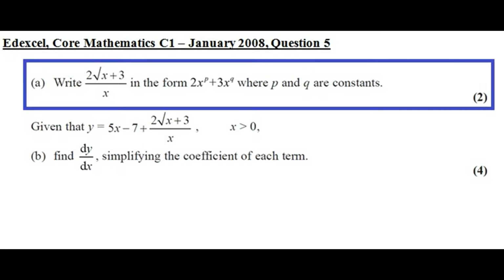Write 2 square root of x plus 3 over x in the form 2x to the power of p plus 3x to the power of q, where p and q are constants. So let's think about this problem. Let's have a go. Back to the paper and pen.